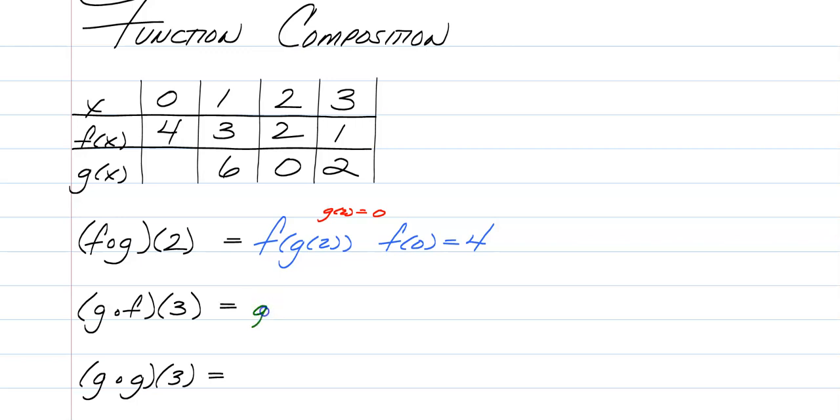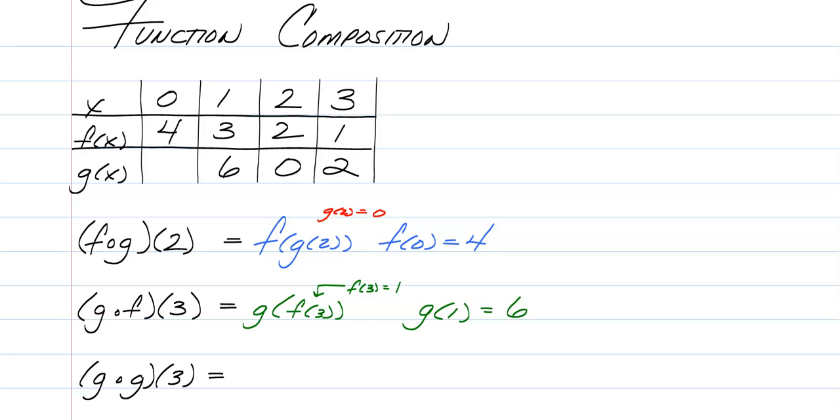Okay, so this one you're doing g of f of 3. So you need to find f of 3 first. So x is 3, what is f? 1. So what you're really doing is plugging that back in there. You're evaluating g of 1. So go find x is 1. What's g? 6. Done. Game over.